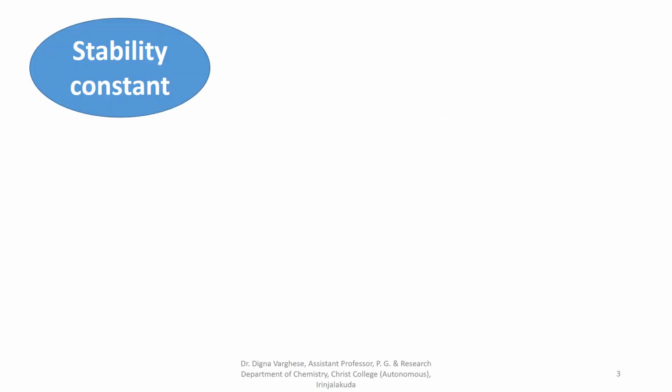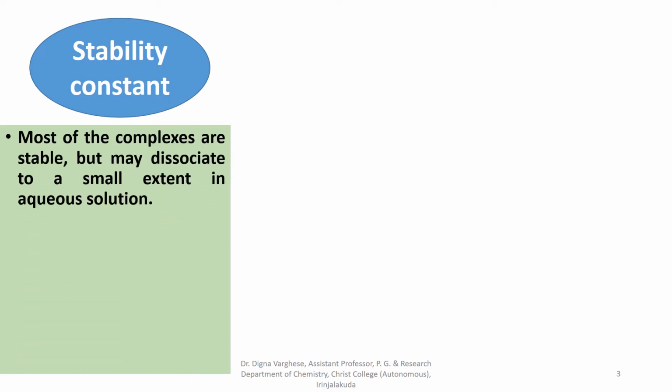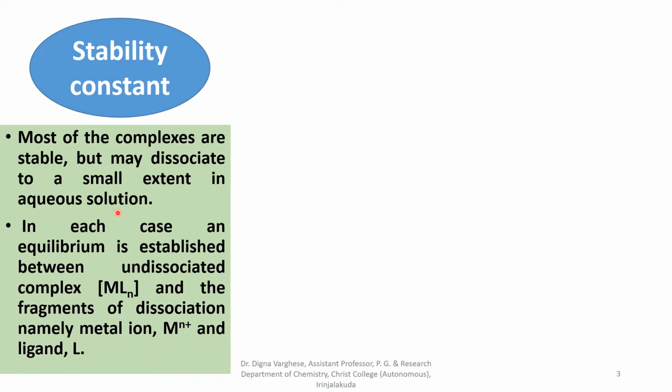Stability constant. Most of the complexes are stable but may dissociate to a small extent in an aqueous solution. In each case, the equilibrium is established between an undissociated complex, that is MLn, and the fragments of dissociation, metal ion and the ligand. There is an equilibrium. So most of the complexes are stable but may dissociate to a small extent in aqueous solution into metal and ligand fragments, but there exists some equilibrium between the undissociated complex and dissociated fragments.